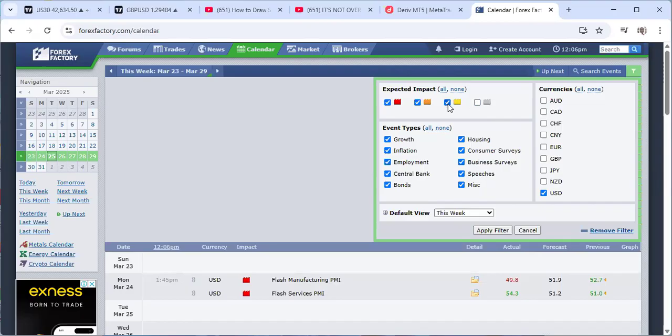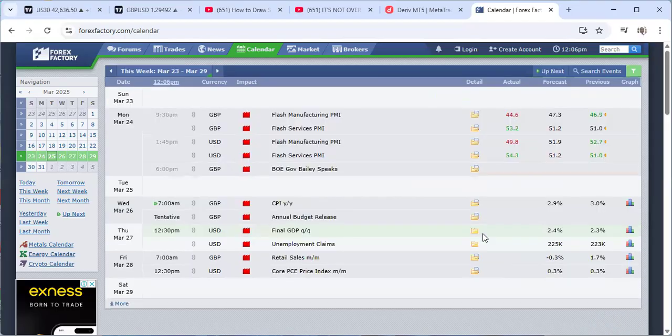So I'm going to unclick all these things. Then the currencies. Like me, I like to trade only currency pairs that have to do with USD. So if you are trading USD, GBP, you have to click this and maybe the GBP pair. Only these two things. You come here, you click apply.